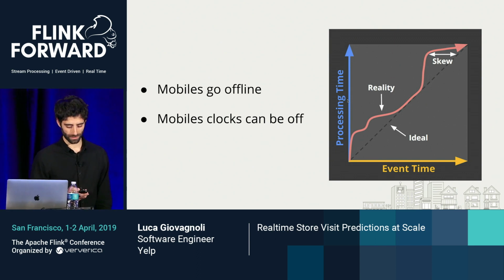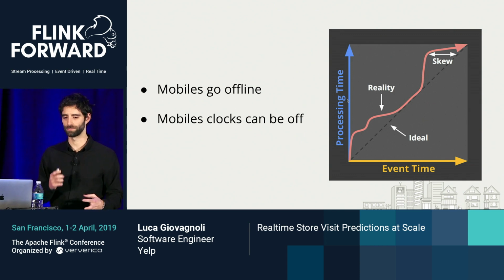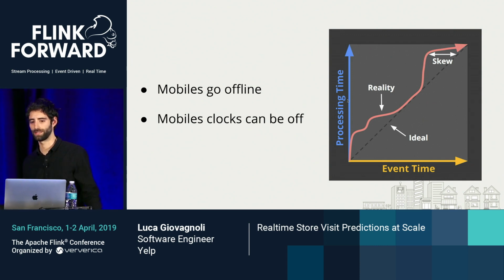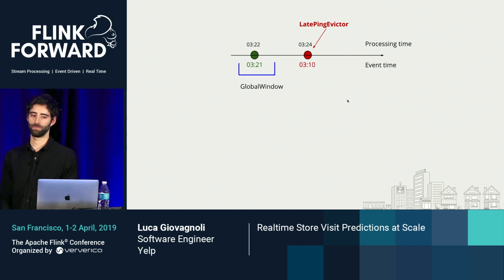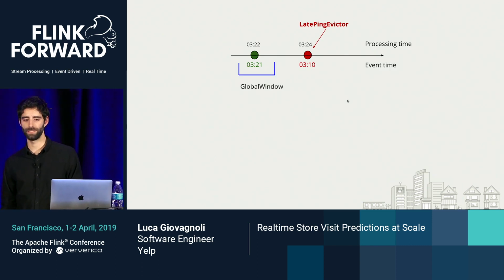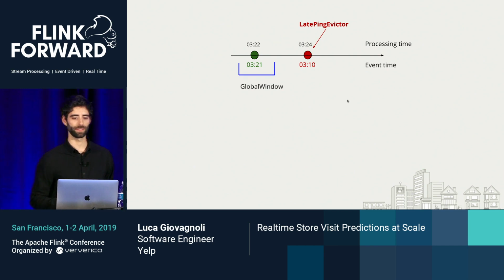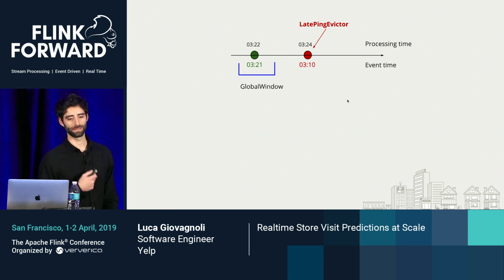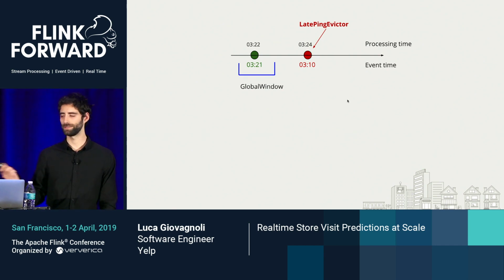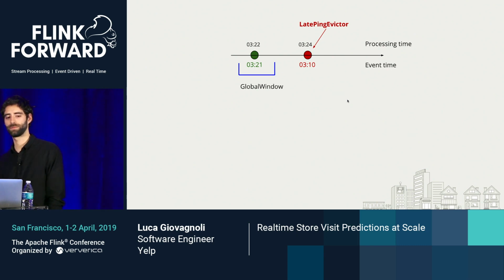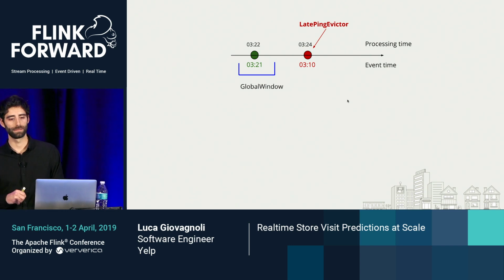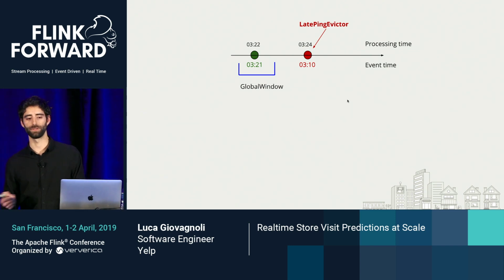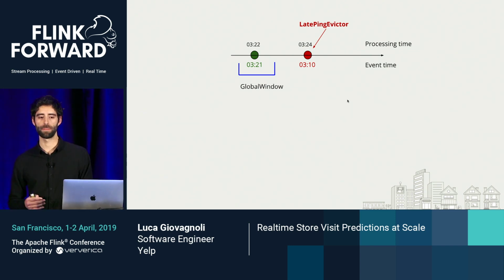So what we did was we implemented our own custom event time processing with no allowed lateness, so we decided we drop everything that is too late. And to do that, it was very, very easy with Flink. We just built a late ping evictor, and anytime we see a ping that is too late, so in this example, you can see the event time is before the one of the previous ping. And this one is too late, so it gets evicted.